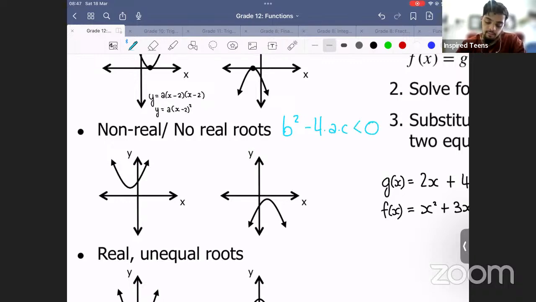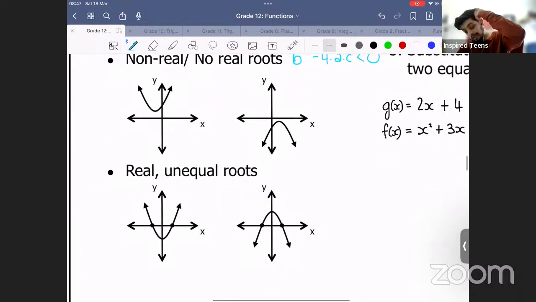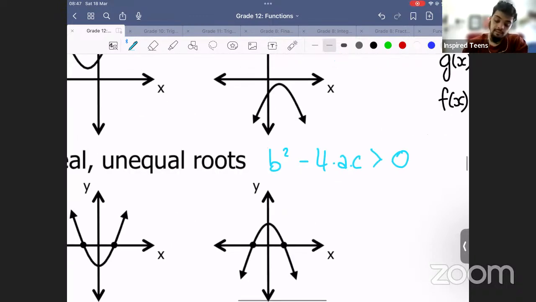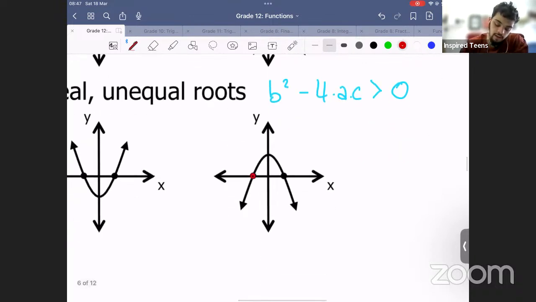be less than 0. Then if we look at real unequal roots, real roots meaning they exist, they are x-intercepts, however, they are not equal to one another, they are different. And this is where you get b squared minus 4ac being greater than 0. I hope that makes sense. And as can be seen in the diagram, we have two x-intercepts, and that's how it looks.